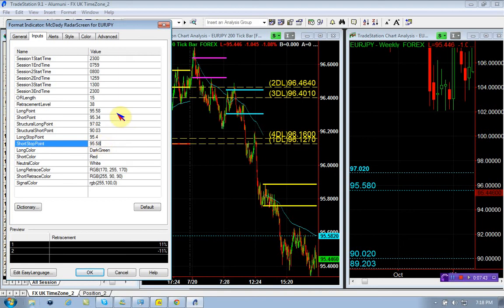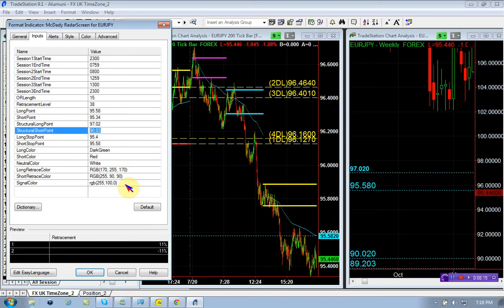So basically, the bias is to the downside. I want to take the euro yen to the downside. But if it gets above the 95.58, you might get a quick snap, maybe takes you up here, but that is short-lived. We're still looking for a bias to the downside. So I'm shorting it below 95.54. I'm looking at another structure point at 90. So you're looking at a 500 pip decline to the downside.